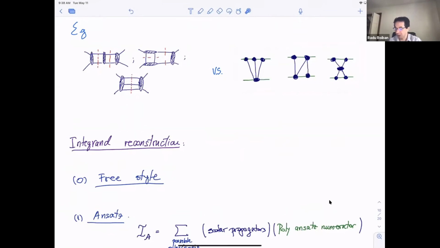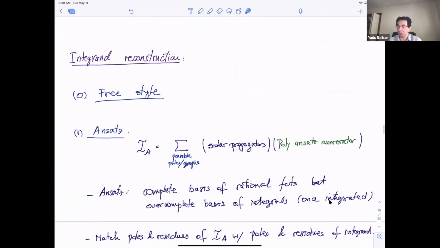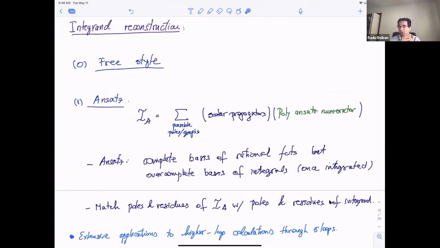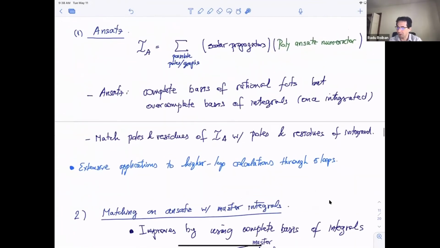Now, let's assume for a second that somebody hands you all the cuts. How do you reconstruct the amplitude, or rather the integrand? Well, there are quite a number of options, and perhaps the most naive one is to just freestyle it. You look at the cuts, you arrange them a little bit, and then you just see by eye what's the integrand, what's the function that has those poles and residues, and that's the answer. And of course, this works very well at one loop, perhaps at two loops, but it gets unwieldy pretty quickly.